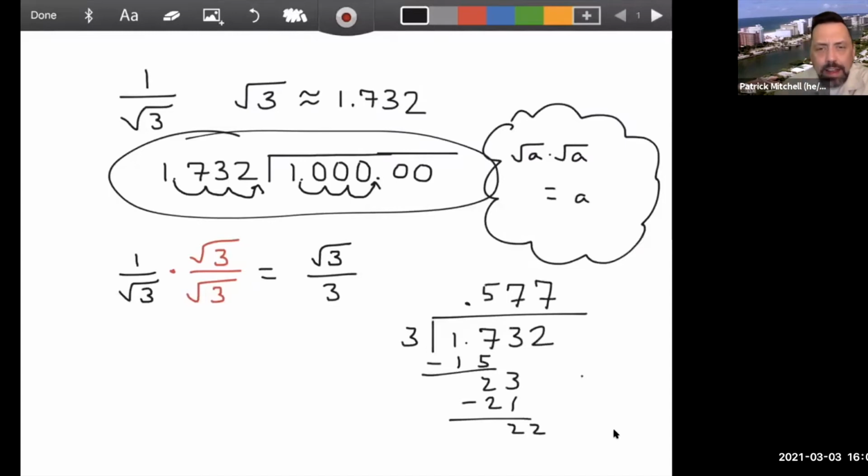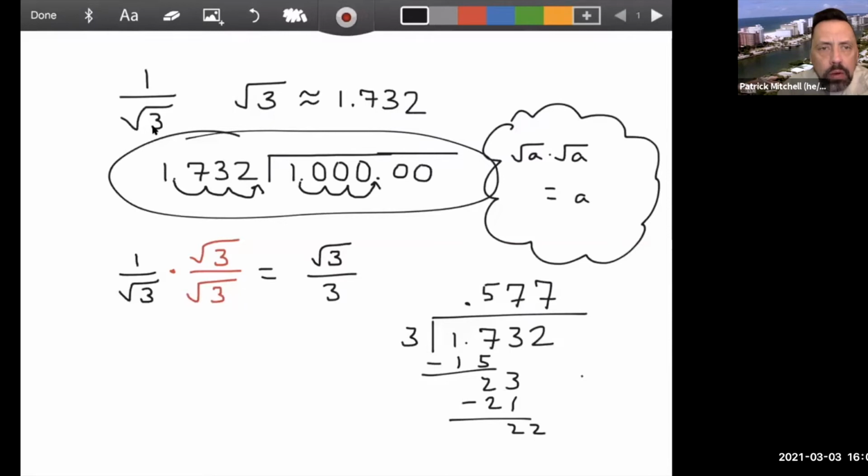All right. And that is basically the idea. When your denominator is just one square root, this is all you have to do. You just multiply the top and the bottom by that square root. So rationalizing the denominator means rewriting the expression so that it does not have a square root in the denominator.